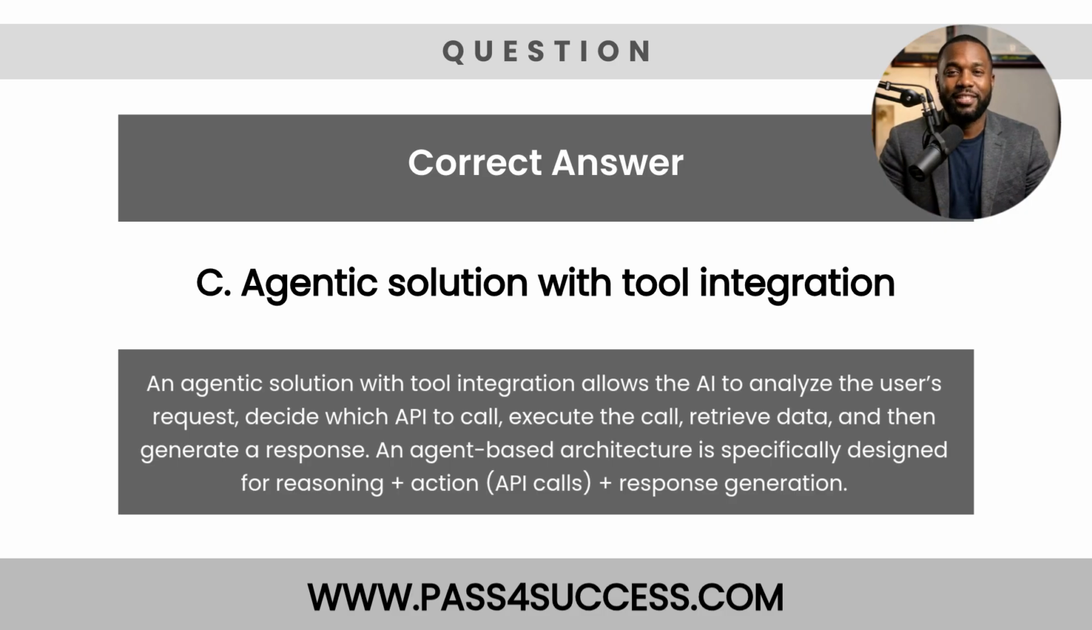Correct answer, C. Agentic solution with tool integration. An agentic solution with tool integration allows the AI to analyze the user's request, decide which API to call, execute the call, retrieve data, and then generate a response. An agent-based architecture is specifically designed for reasoning plus action, API calls plus response generation.